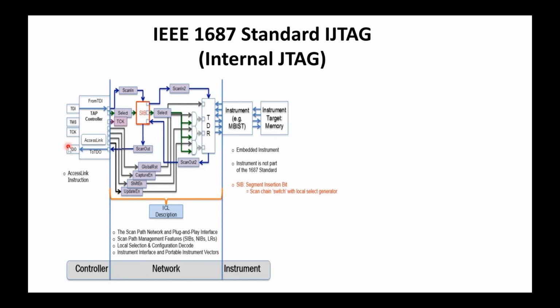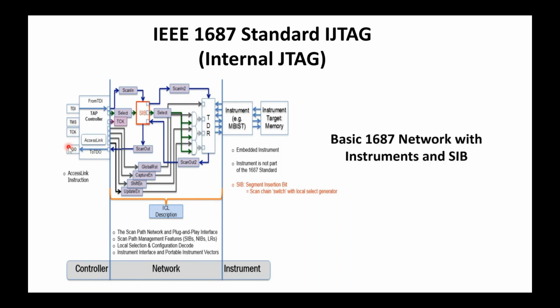If the SIB is closed, that is, if the SIB is programmed with 0, then the data from the TDI will not be written into the TDR, it will directly go like this. So this is what a SIB is. This additional architecture, the additional logic which is there in the IEEE 1687 standard, is called a SIB.